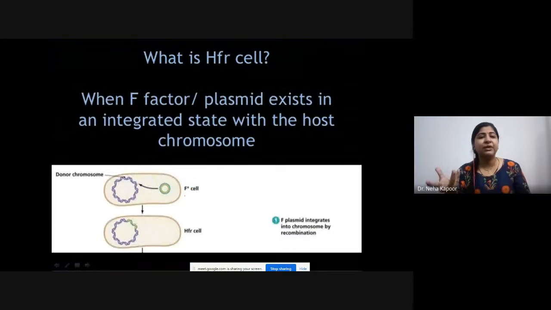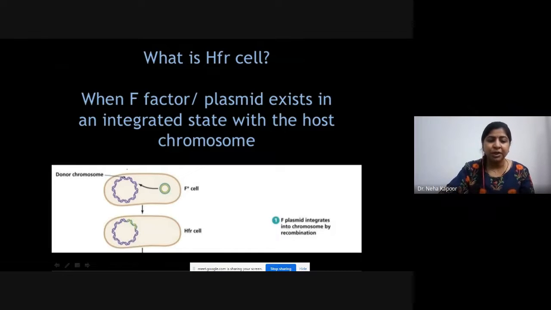So what is an HFR cell? What can you say in a nutshell? When an F vector or F plasmid exists in the integrated state within the host chromosome, that is known as an HFR cell. As you can see in this picture also, this is a donor cell, that is an F positive cell. This is the donor chromosome. If this plasmid gets integrated inside this bacterial genome, then it is known as an HFR cell.